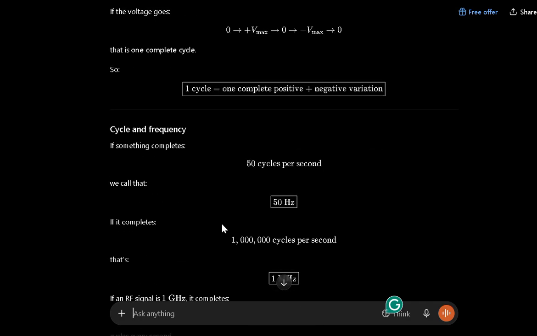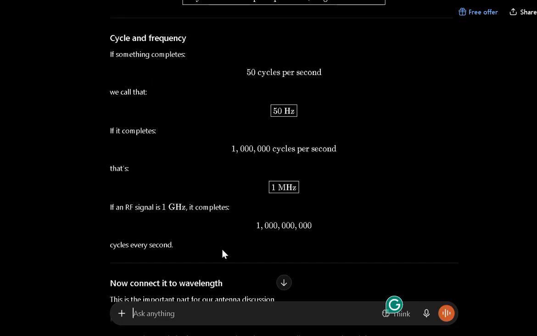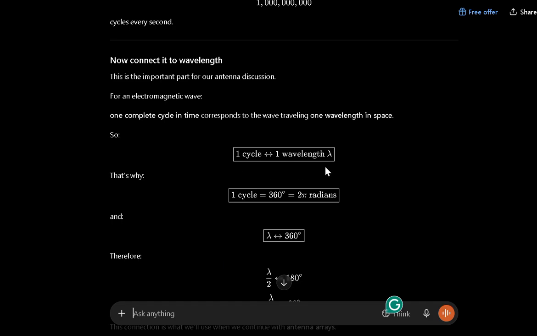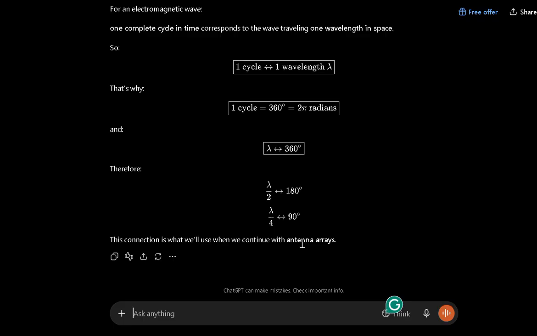One cycle is 360 degrees. 50 cycles per second means 50 hertz. If it completes 10^6 cycles per second, that means 1 megahertz. That is what is called frequency, the number of cycles per second. One cycle means one wavelength lambda. One cycle equals 360 degrees, which is 2 pi radians, which equals lambda.